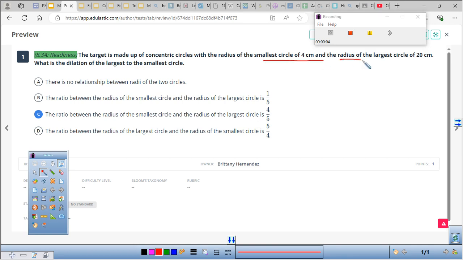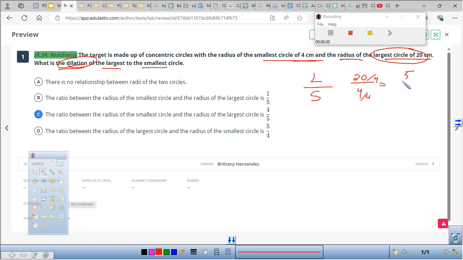Circle, radius, large circle, dilation. So here's the question, dilation. It's going to be large to small. The large one is 20. The small one is 4. You put them in the calculator, or you can simplify both by 4, which gives you 5 over 1.